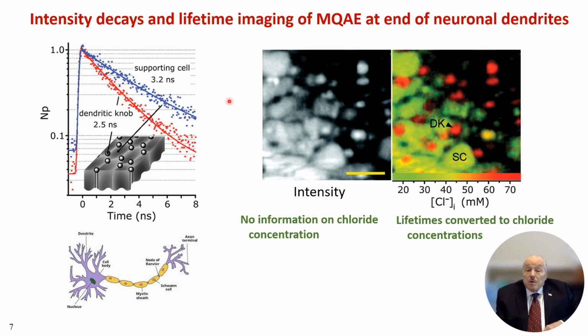So here's an example of using lifetime imaging of one of those probes seen on the previous slide. The cell contained this probe, and measurements were made at different points in the cell. And when they measured right on the dendritic knobs, which are on the end of this part of the nerve cell, they got a shorter lifetime. When they looked at the supporting cell body, it was a longer lifetime.